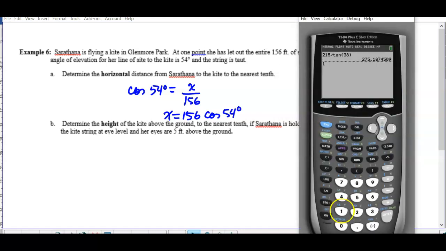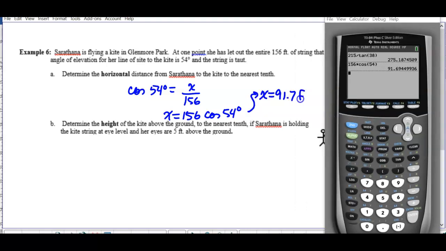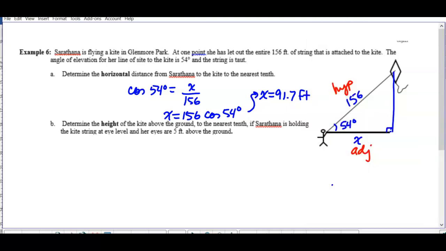And then 156 times cos of 54. Okay. And so x equals 91.7, and that's feet. Then determine the height of the kite above the ground.